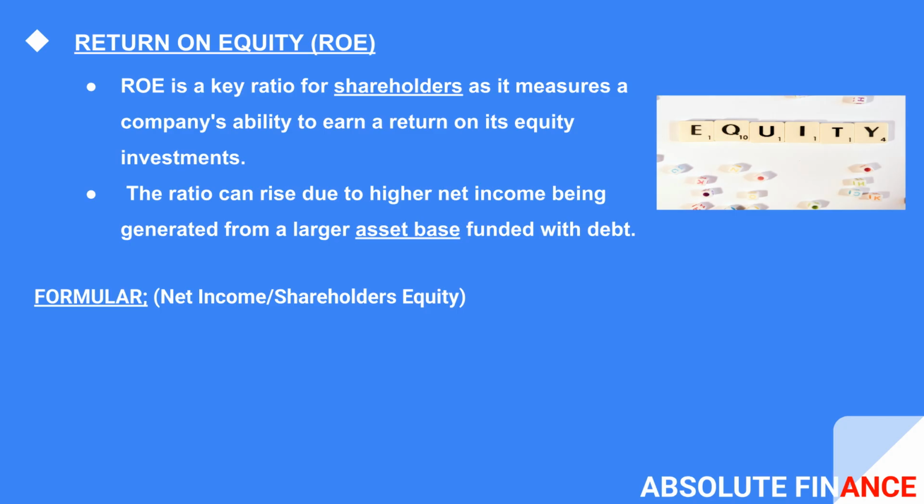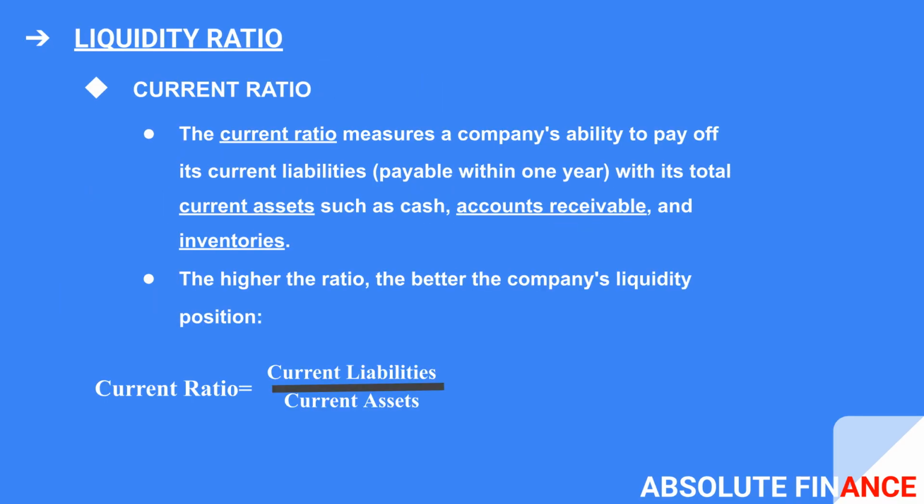Next is the return on equity, or ROE. This is a key ratio for shareholders, as it measures a company's ability to earn a return on its equity investments. The formula for ROE is net income divided by shareholders' equity. Moving to liquidity ratios, the current ratio measures a company's ability to pay off current liabilities with current assets. A higher ratio indicates better liquidity. The formula is current assets divided by current liabilities.